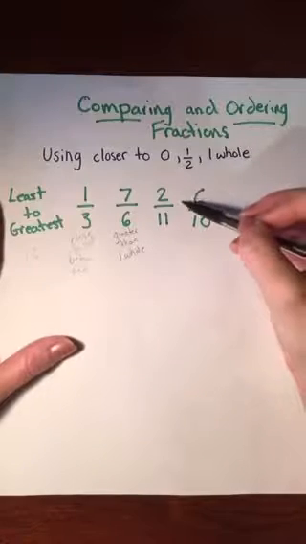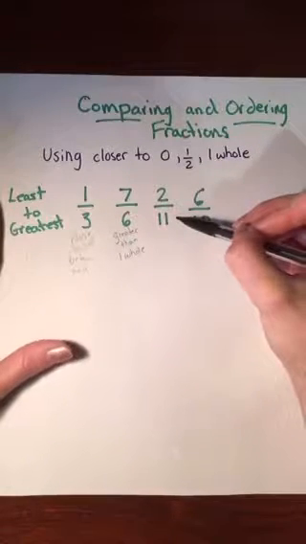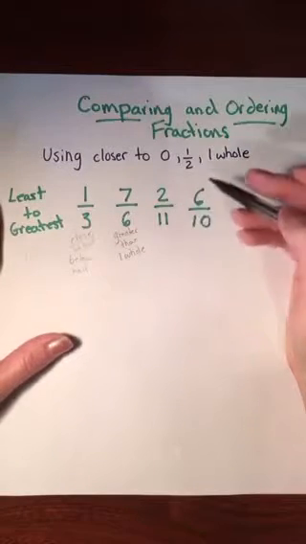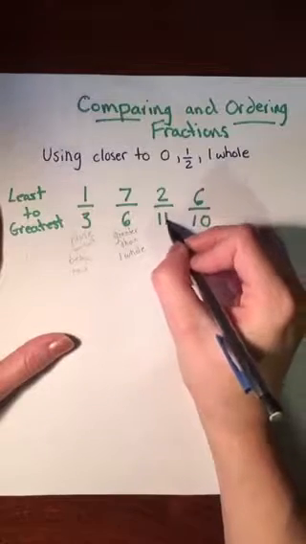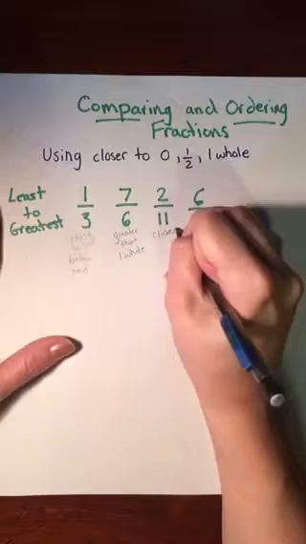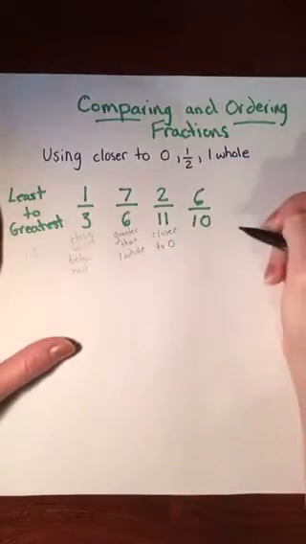All right, let's move on to number 3. So 2 over 11. Is 2 closer to 1, a half, or is it closer to 0? In this case, 2 is much further than 11. It's definitely closer to 0.